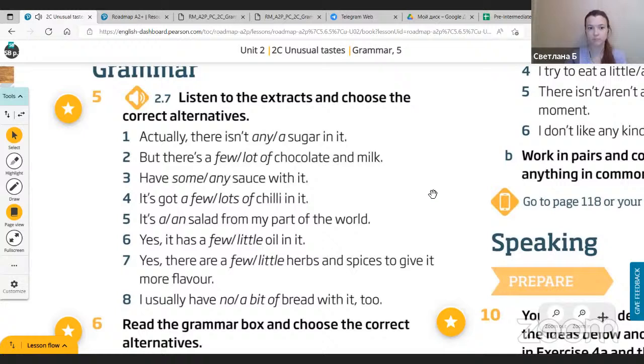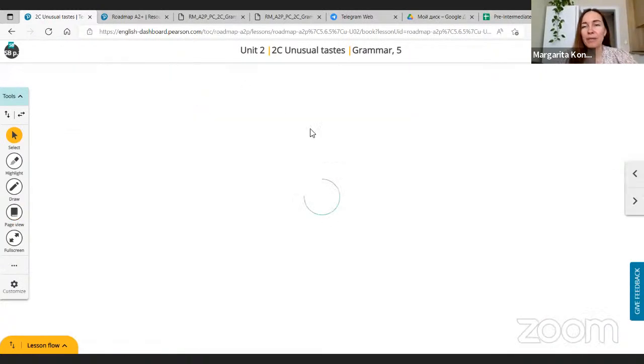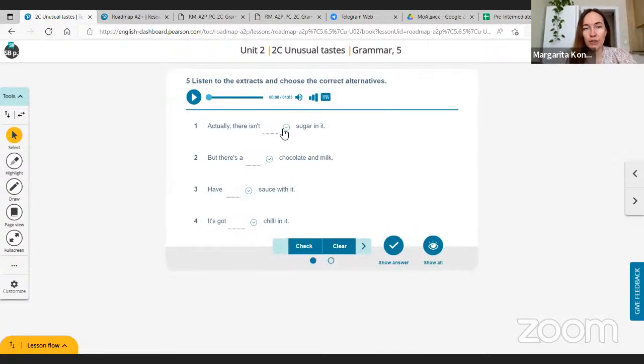5. It's a salad from my part of the world. 6. Yes, it has a little oil in it. 7. Yes, there are a few herbs and spices to give it more flavor. 8. I usually have a bit of bread with it too. Yep, okay. Right, now let's compare and choose what was correct.